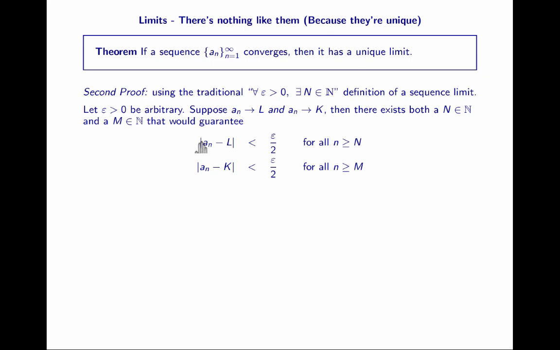In order for a_n to be within half an epsilon of L, we need n to be greater than or equal to this big N. Again, we know we're guaranteed that the big N exists because of the definition of convergence. And a_n is within half an epsilon of K so long as little n is greater than or equal to big M. And again, big M's existence to guarantee this comes from the fact that we're supposing that a_n converges to both L and K.